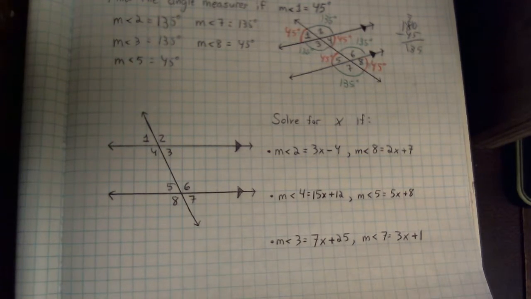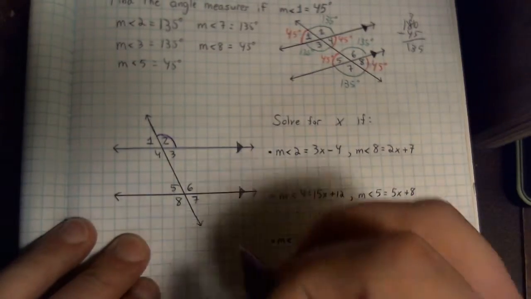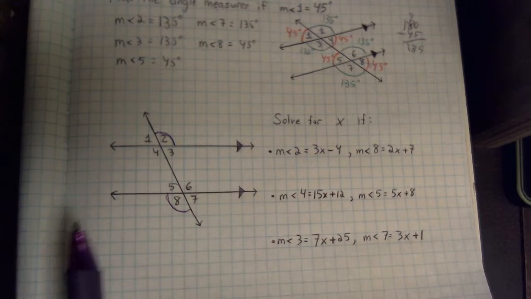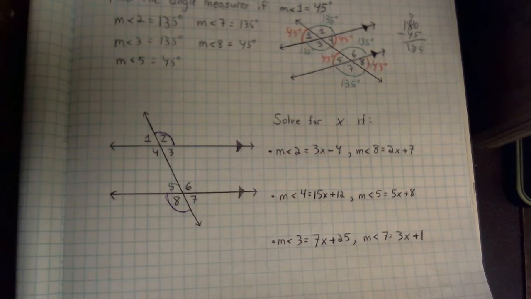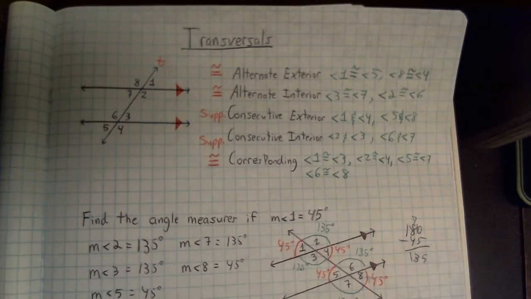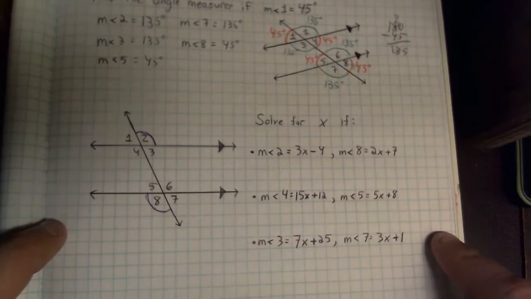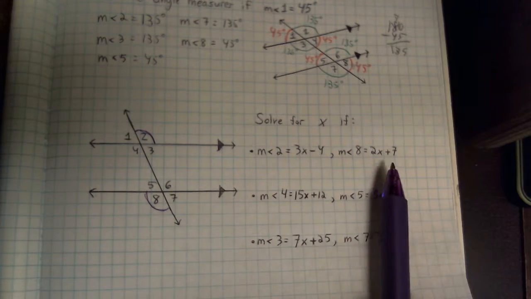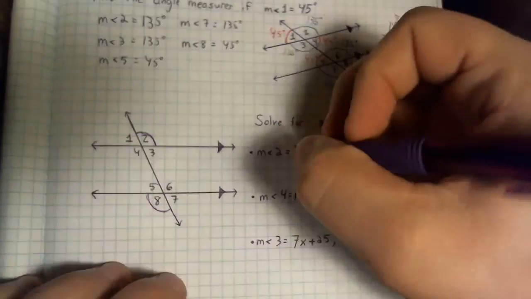So, it says angle 2 has some angle measure, whatever it is, and angle 8 has some angle measure. What's more important is that I see that they have a relationship of being alternate exterior angles. And if I go back to what my definition said, alternate exterior angles are congruent. So that's useful because they gave me a measure and they gave me another measure, and if they're congruent, that means we can set them equal to each other and solve.